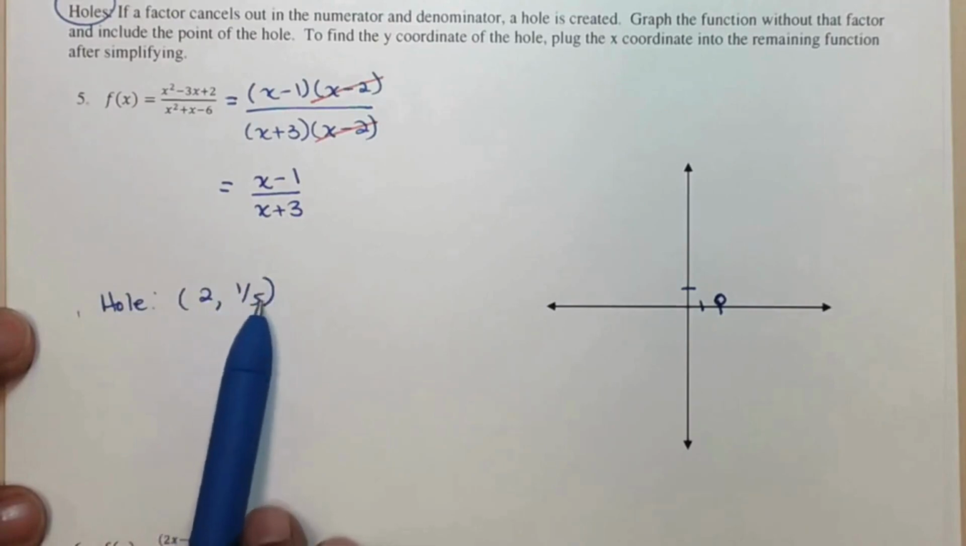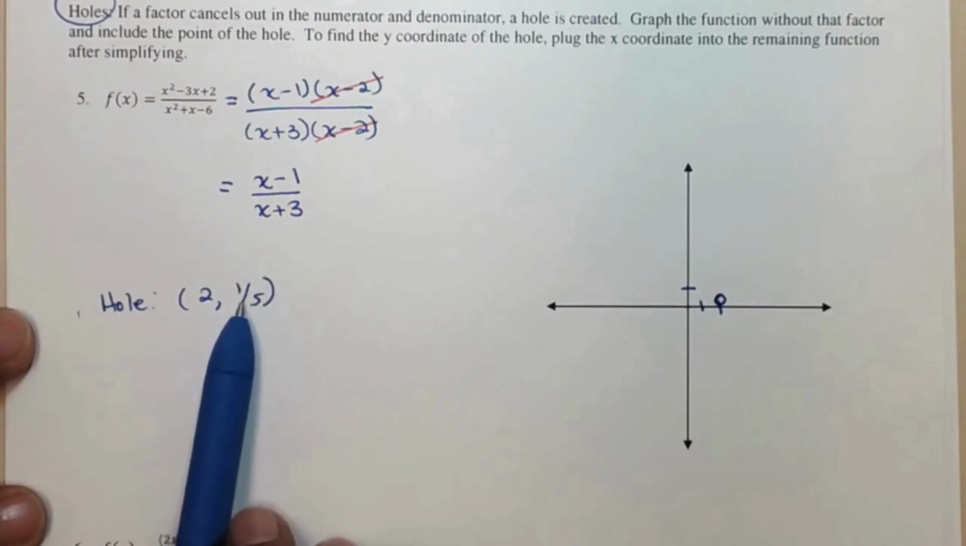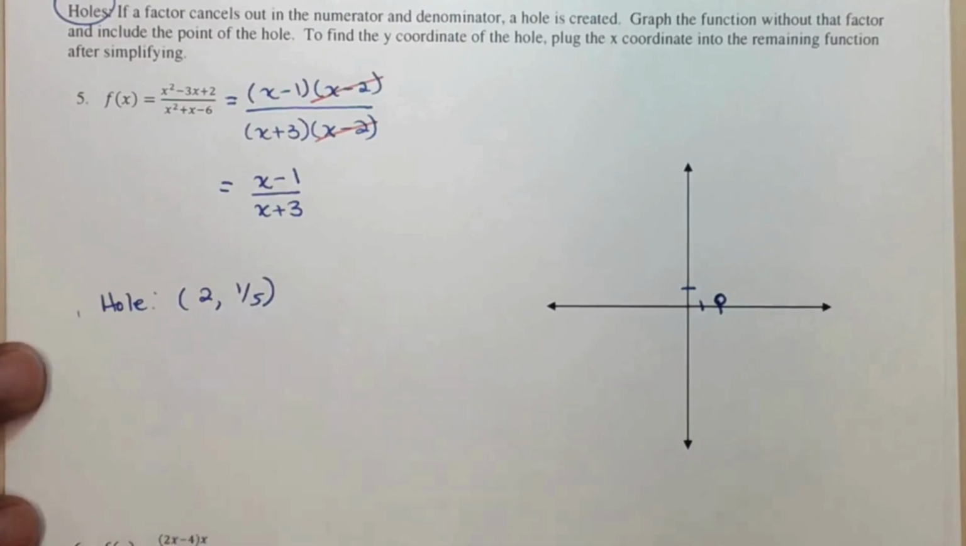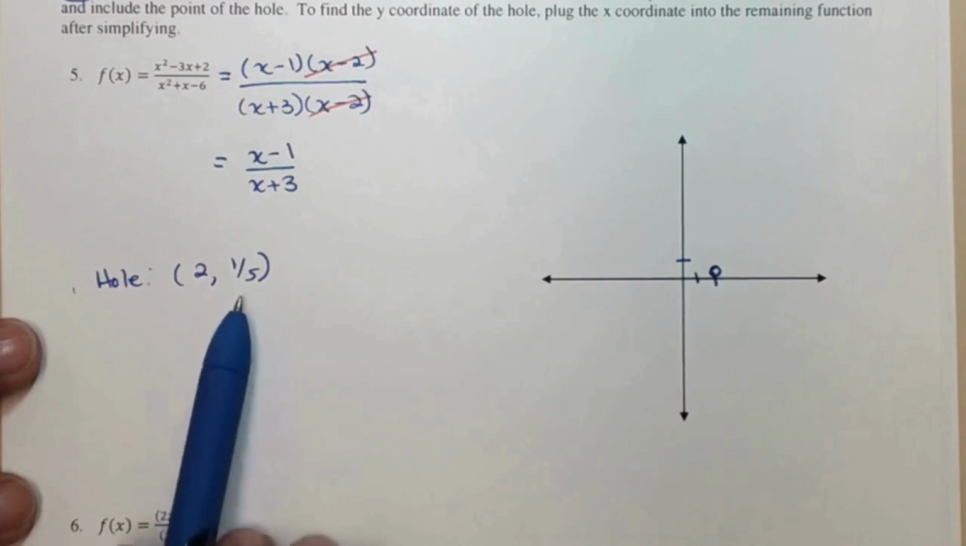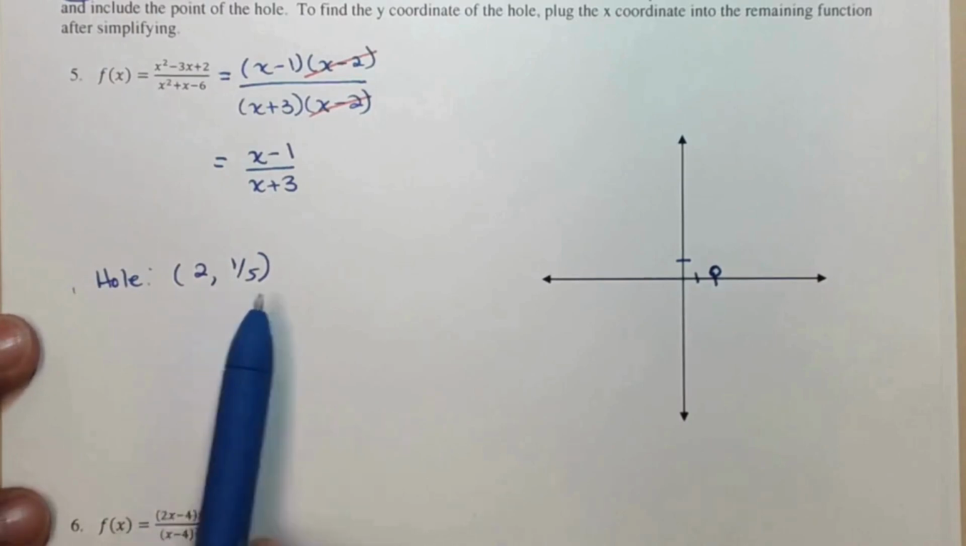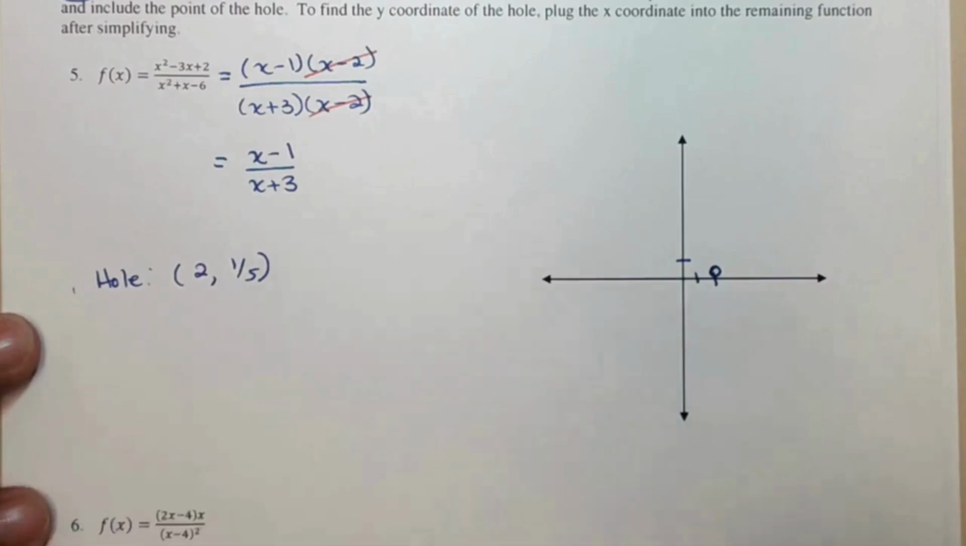I know 1/5 can be 0.2, but leave your answers as fractions. Don't ever go an extra step, especially on an AP test. If you go that extra step and you do that wrong, then you don't get any points for that. So just leave it as fractions. Make sure it's always reduced for our class.